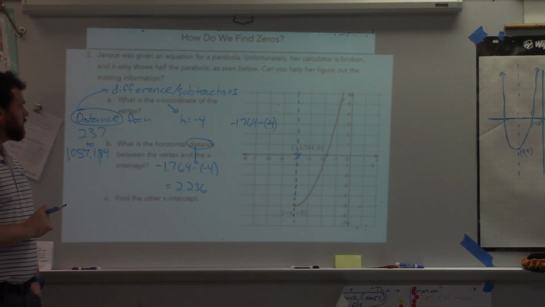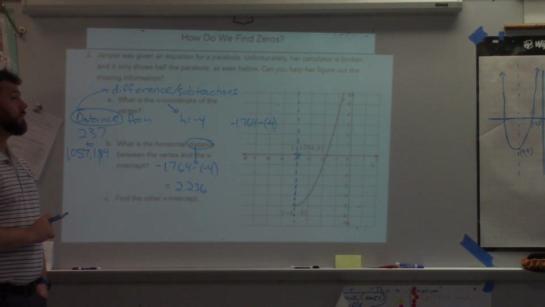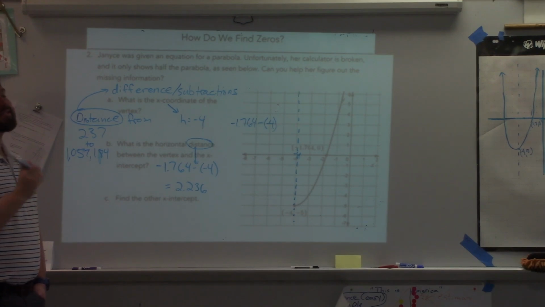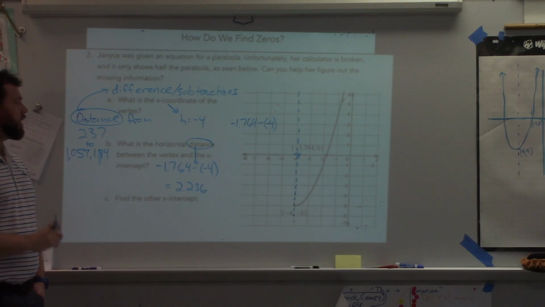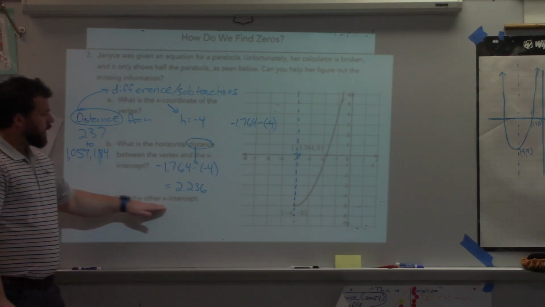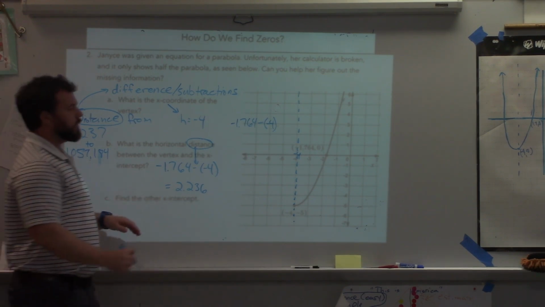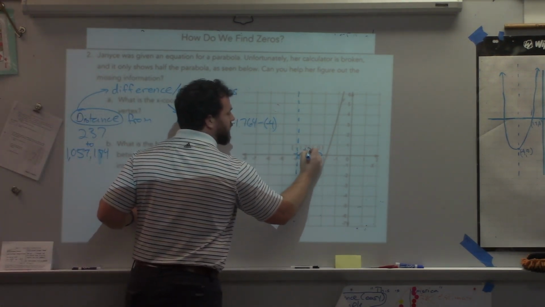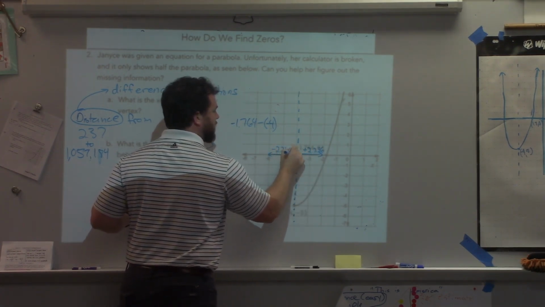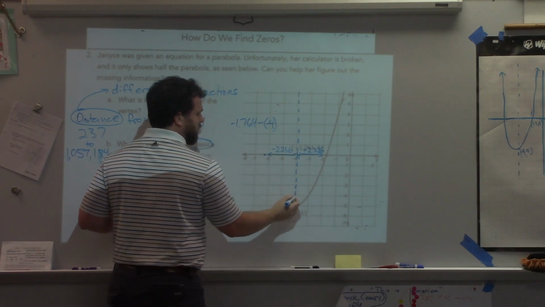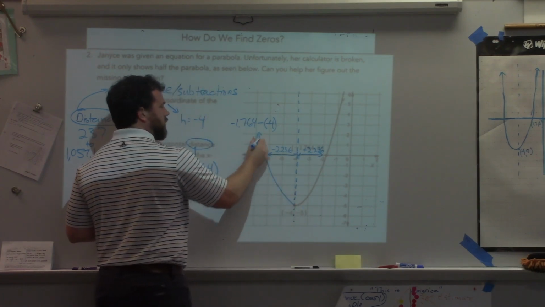Right, Deshaun? What is that? That is equal to that. Distance is subtraction. Distance is a difference between those numbers, okay? So, how would I now find the other x coordinate? Notice we added to go this way, and so to go the other way, we're going to subtract 2.236. Okay?